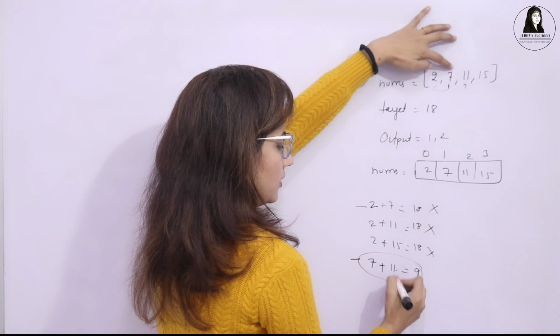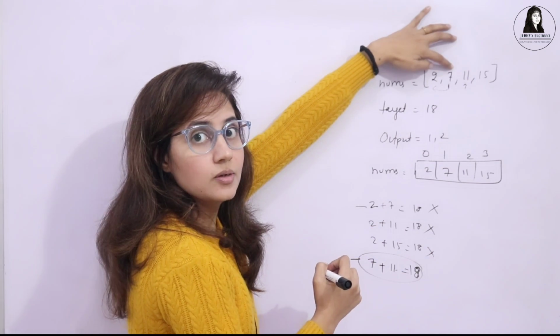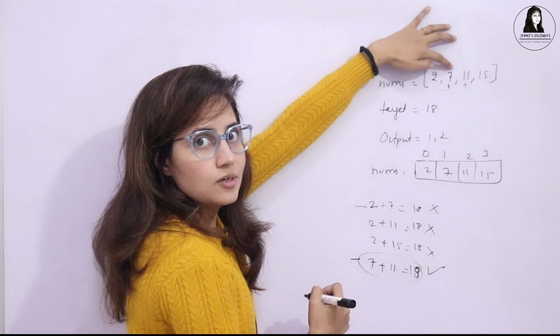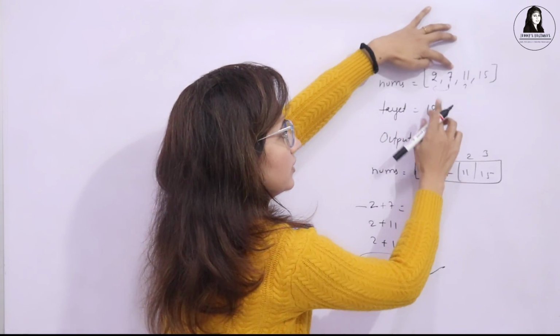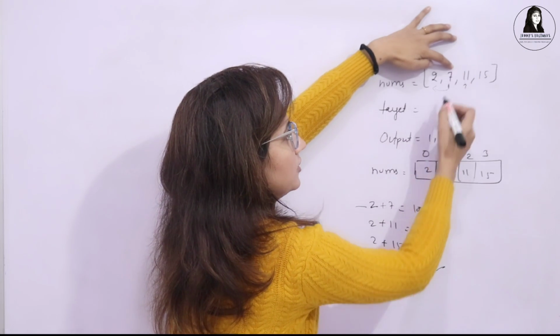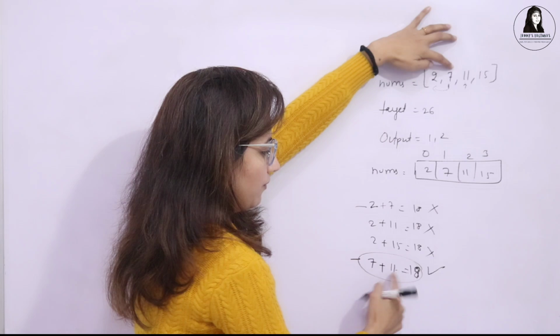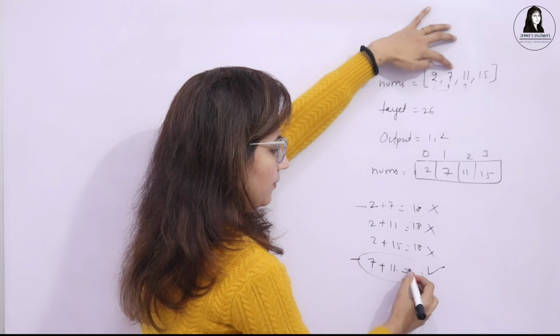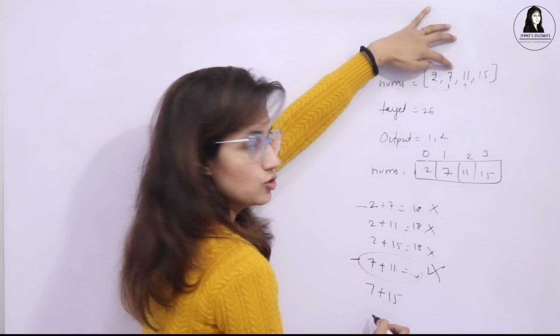7 plus 11. Is this 18? Yes, this is 18. So the index of this and this it will give, right? If the sum is not 18, suppose I am taking 26. So 7 plus 11, is this 26? No. Then 7 plus 15, is this 26? No.